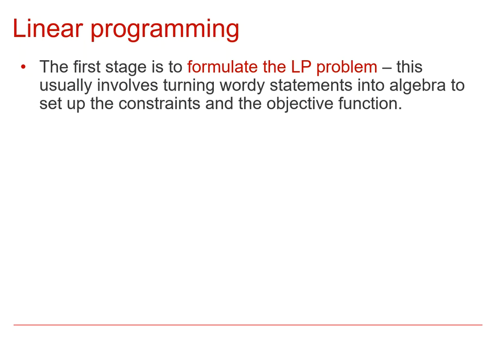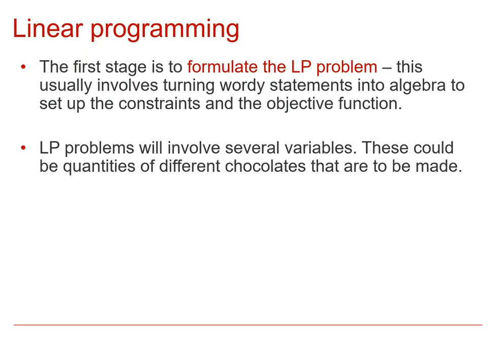But often the most challenging part in solving a linear programming problem is translating a wordy description of the practical real life situation into the formal algebra. Now typically we have several variables involved. These will relate to things involved in the practical problem. So if we're dealing with something in a chocolate factory, we might be assigning a variable for the different amounts of different types of chocolates which are produced.